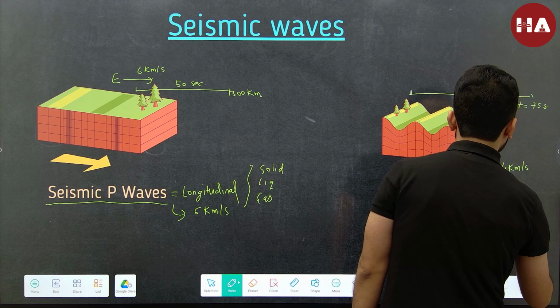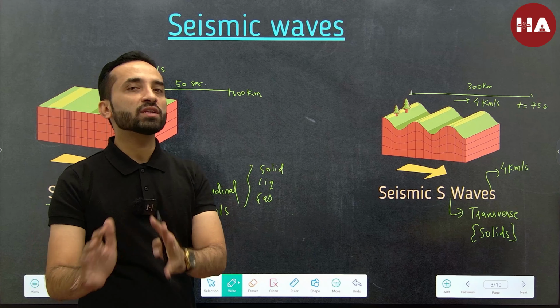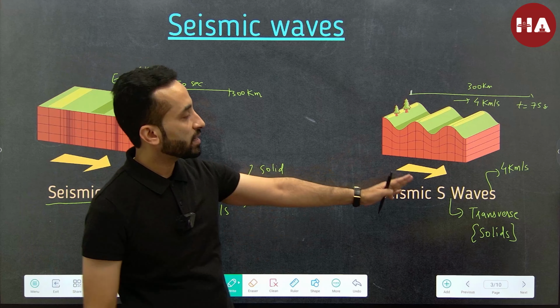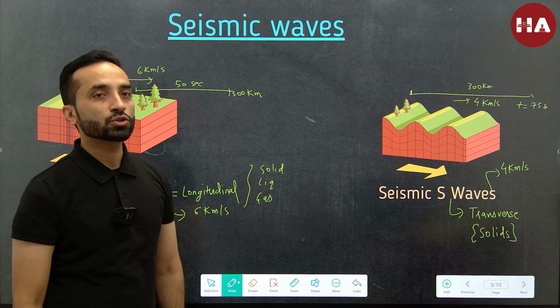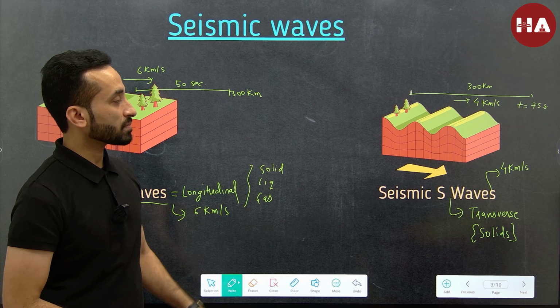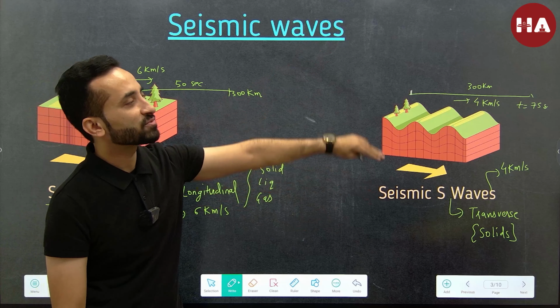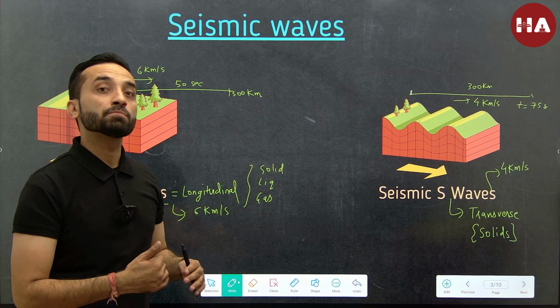These can only travel through solids. We will discuss why. Because we need rigidity. We need rigidity for these waves to exist. So rigidity is only there in solids. That is why these can only travel through solids. So they will reach later, but they will have more devastating effect, I think. Why? Because these are transverse in nature. These will cause more devastating effect.